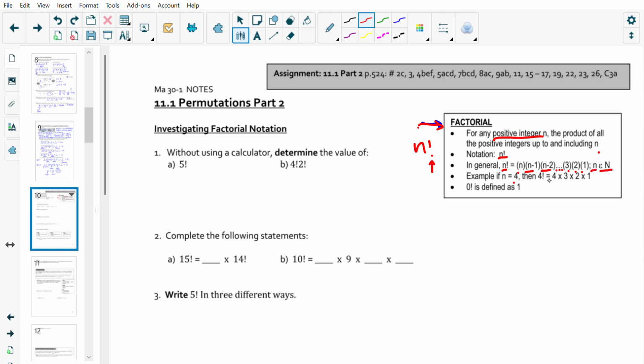If n equals 4, then 4 factorial equals 4 times 3 times 2 times 1, and when you evaluate that, that is 24. Okay, 0 factorial is defined as 1.